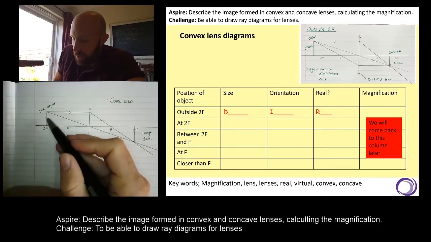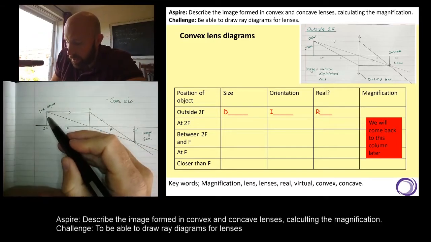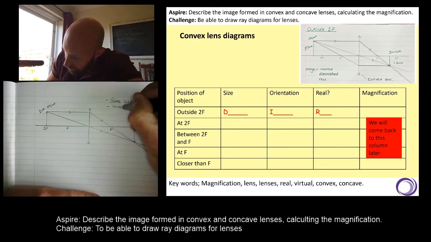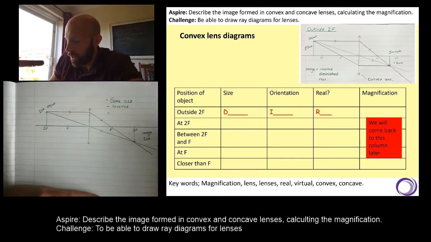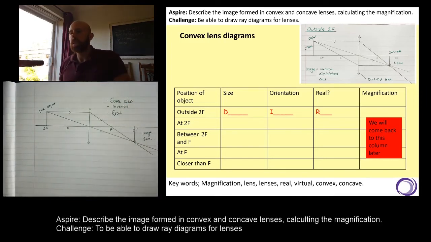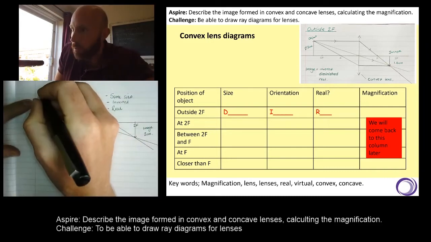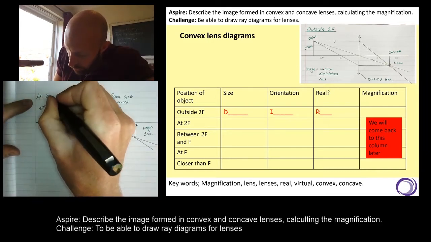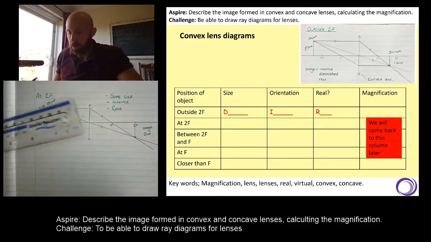Orientation. So is it inverted or is it upright? Well, it's been flipped round, so we say that it's inverted. And the last thing, is it real or is it virtual? Well, it's on the opposite side of the lens, therefore it is a real image. Okay, so that one here was at 2F. Let's make that a subheading.